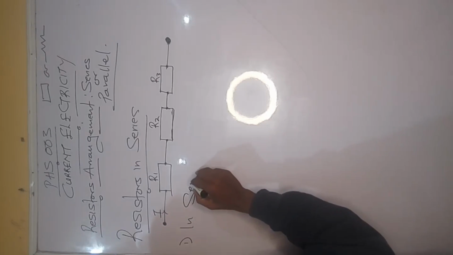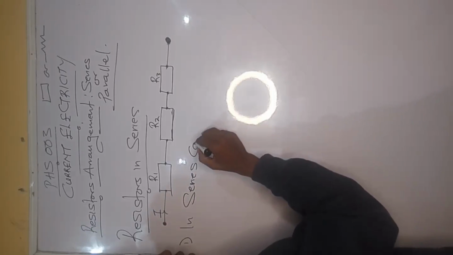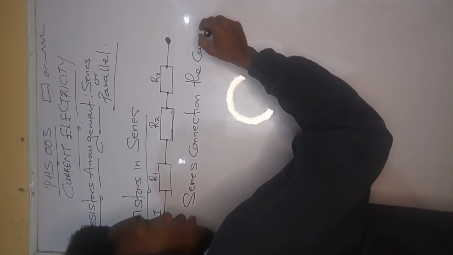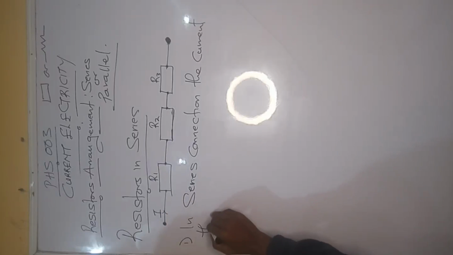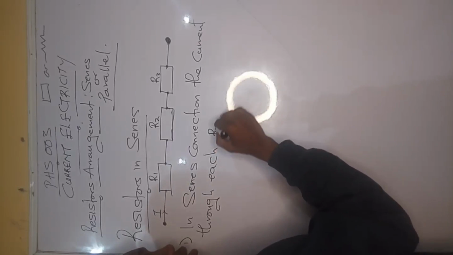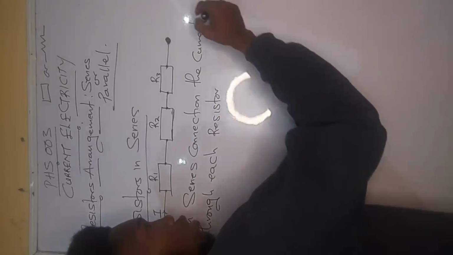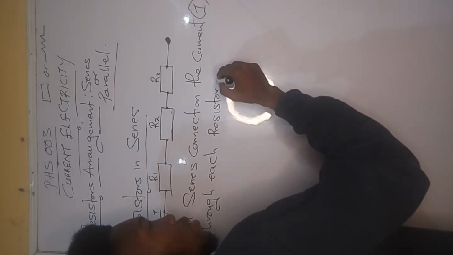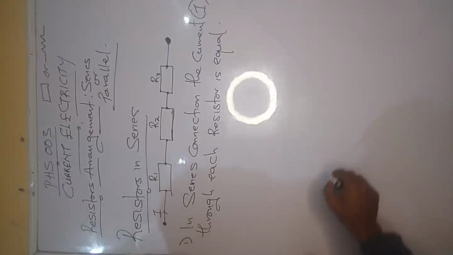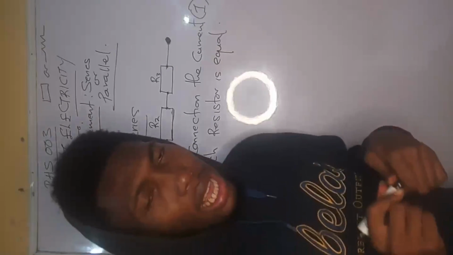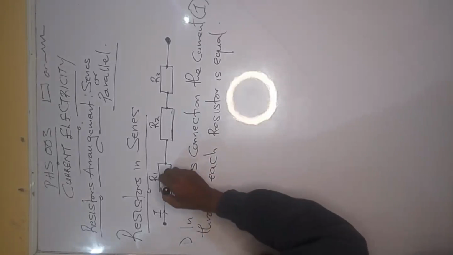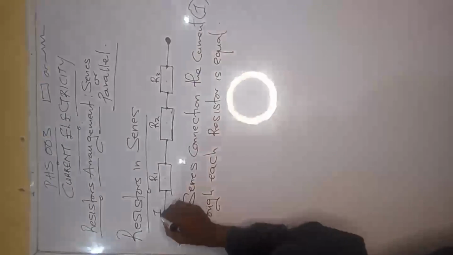In series connection, the current I through each resistor is equal. Are we getting that? The current I through each resistor is equal. That means the current here is equal to the current here, equal to the current here, and that is I.